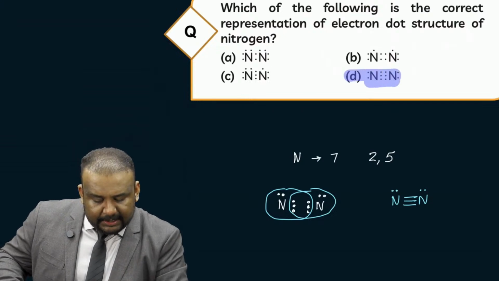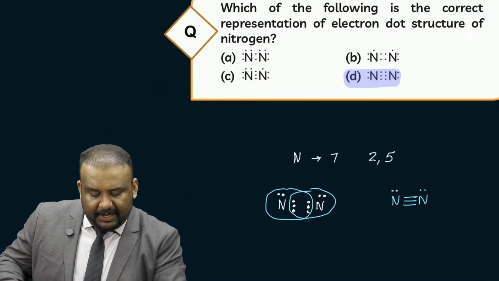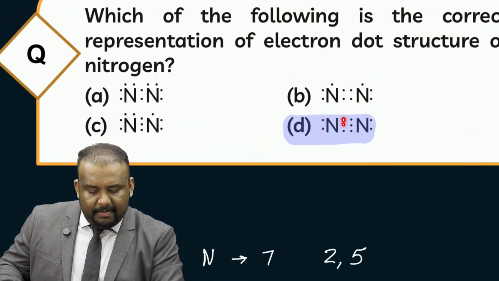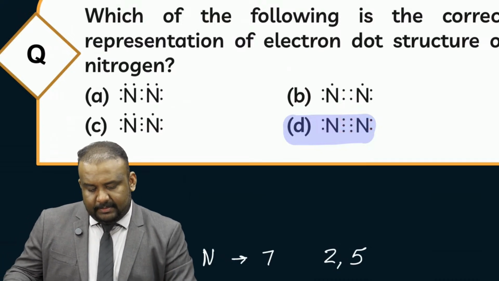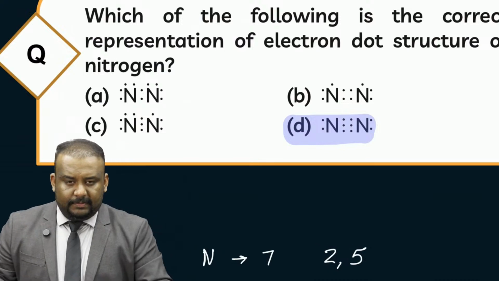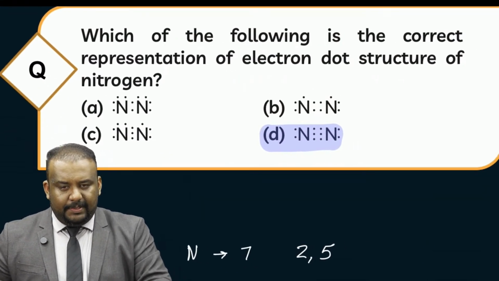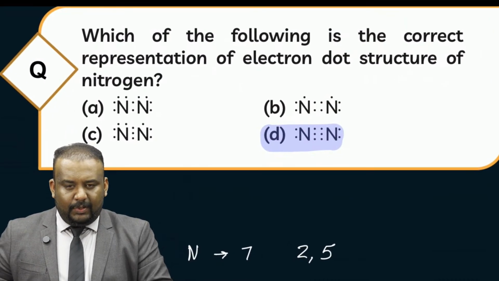Option D looks correct. 3 pairs of electrons are shared. I hope it is clear to you. 2 electrons are unshared, but 3 pairs are shared in between. This is unshared. Clear for all? All the 4 options are clear, right? The Lewis symbols. Out of that, D is the only correct one.